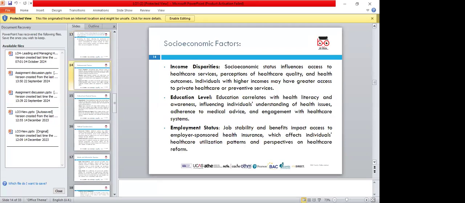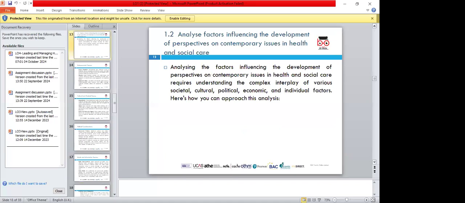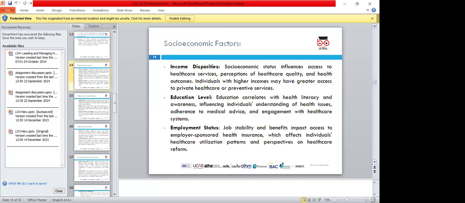So let's look at the socio-economic factors. In analyzing the influences of development or perspective on contemporary healthcare, you have to look at the socio-economic factors. One of them is income disparities. Socioeconomic status influences access to healthcare services, perceptions of healthcare quality, healthcare outcomes. Individuals with higher incomes may have greater access to private healthcare.